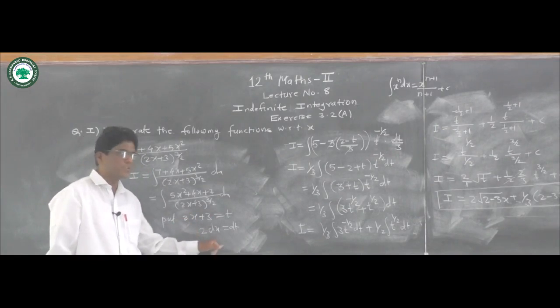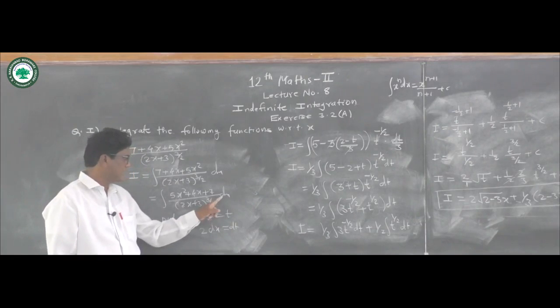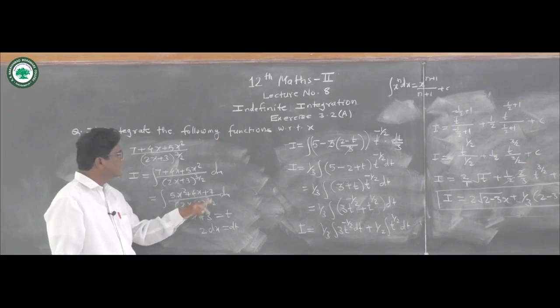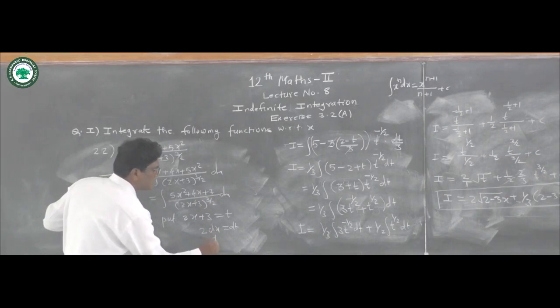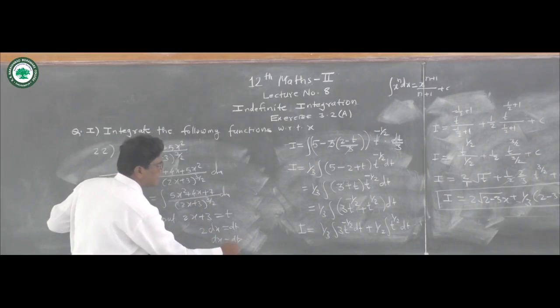And now carry this 2 to the right-hand side, because here there is only dx, there is no 2, so we take dx as dt upon 2. So dx = dt/2.